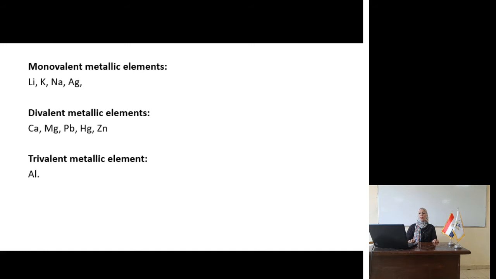Slide number 3. Monovalent metallic elements, which means these elements lose one electron during a chemical reaction: lithium, potassium, sodium, and silver. Divalent metallic elements, which means these elements lose 2 electrons during a chemical reaction: calcium, magnesium, lead, mercury, zinc. Trivalent, which means they lose 3 electrons, such as aluminium.